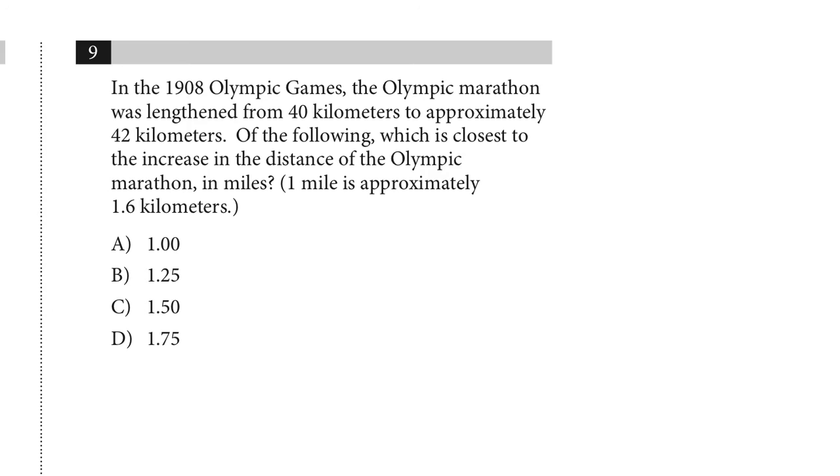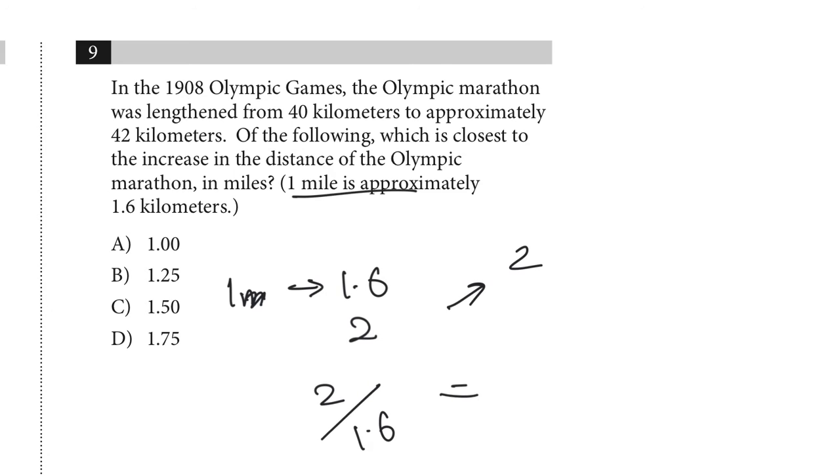In the 1908 Olympic Games, the Olympic marathon was lengthened from 40 kilometers to approximately 42, so we're increasing 2 kilometers. Of the following, which is the closest to the increase in distance of the Olympic marathon in miles? Okay, 1 mile is 1.6 kilometers, so 2 by 1.6, right? So how would we do that? That would be 20 by 16. Just simplified, 5 by 4, looks something like 1.25. That's going to be the answer.